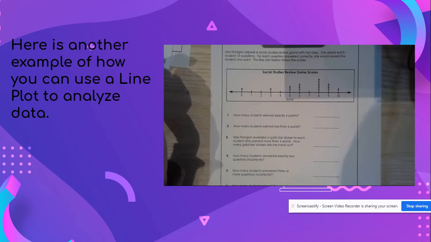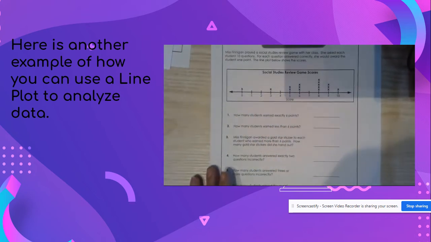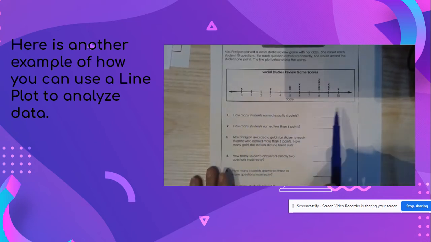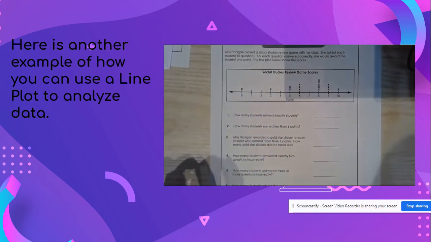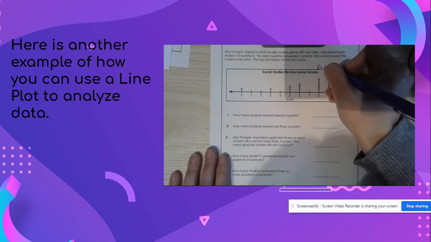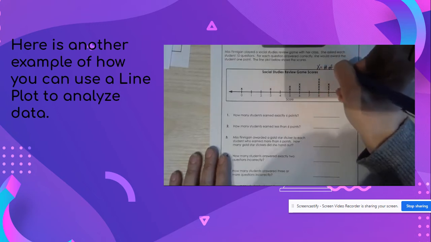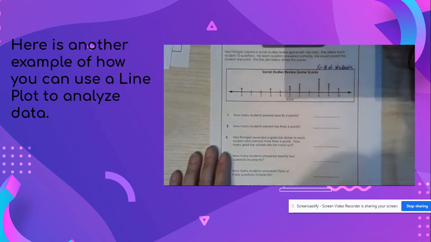If you notice, this line plot looks very similar to the one that we just looked at, but the data is a little different. First we have our title, Social Studies Review Game Scores. We have our scores across the bottom, again looking like a number line, and each tick mark represents a different score. Similar to the other line plot, our X's represent the number of students. I'm just going to jot that up there to remind myself.